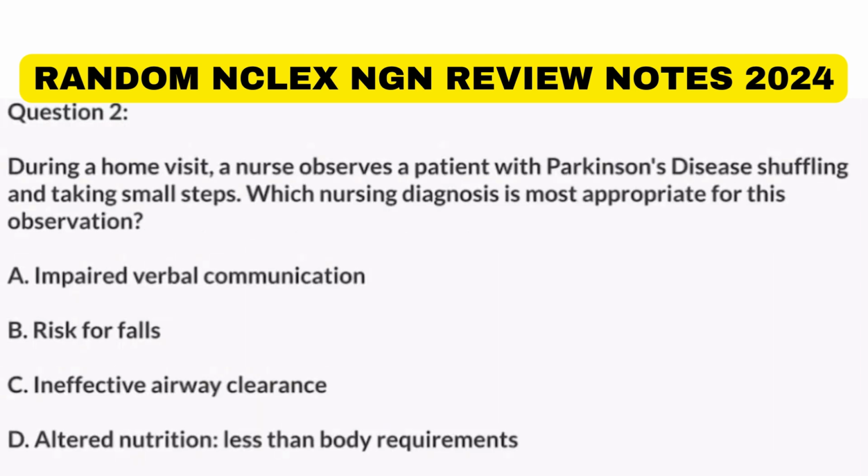Question 2. During a home visit, a nurse observes a patient with Parkinson's disease shuffling and taking small steps. Which nursing diagnosis is most appropriate for this observation? A. Impaired verbal communication. B. Risk for falls. C. Ineffective airway clearance. D. Altered nutrition, less than body requirements.